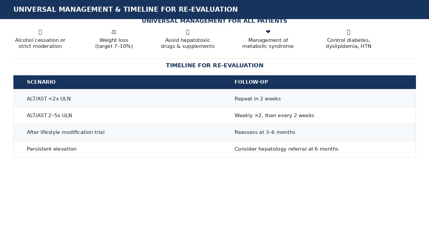For reevaluation timing, if ALT and AST are less than 2 times the upper limit of normal, repeat in 2 weeks. If 2 to 5 times the upper limit of normal, monitor weekly for 2 weeks, then every 2 weeks. After a lifestyle modification trial, reassess at 3 to 6 months. For persistent elevation, consider hepatology referral at 6 months.